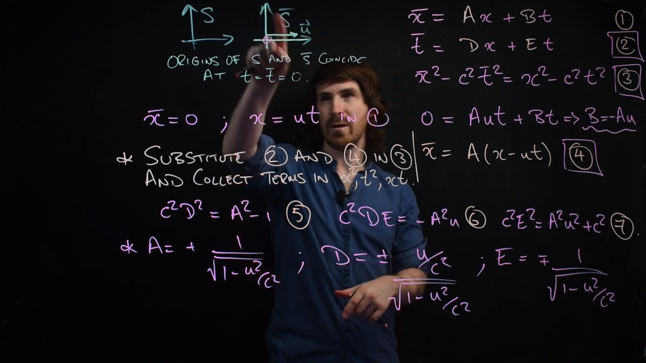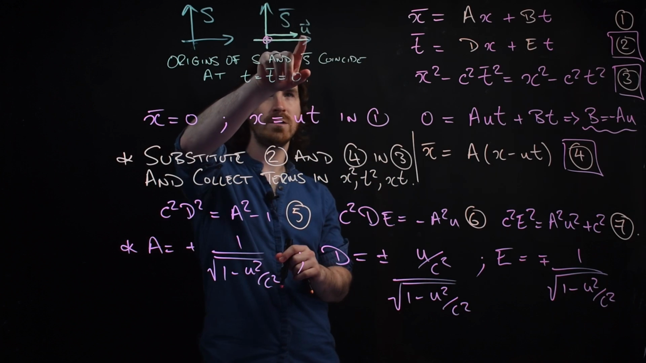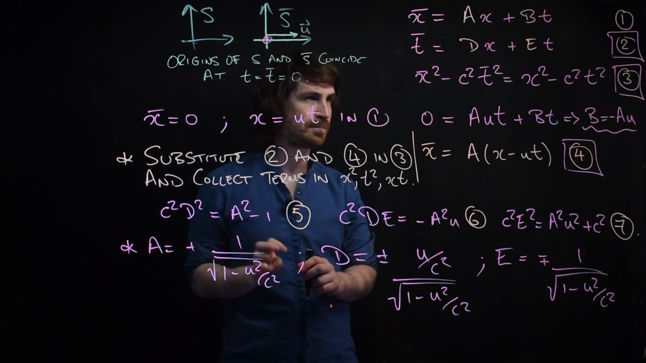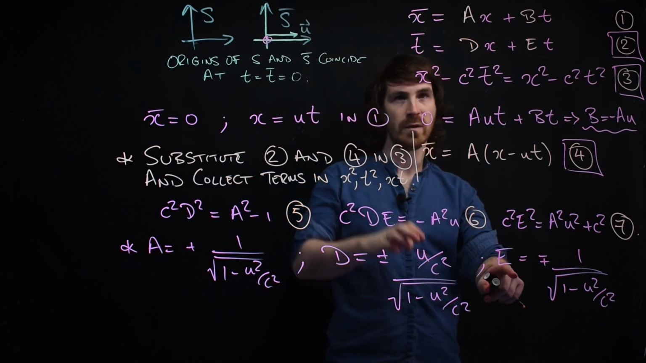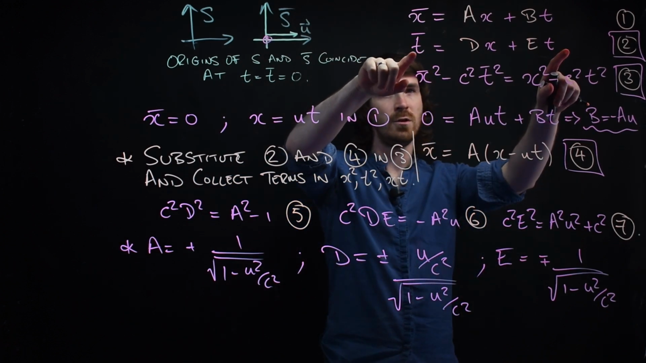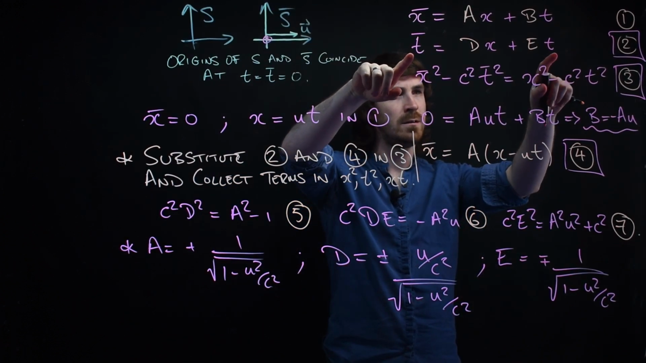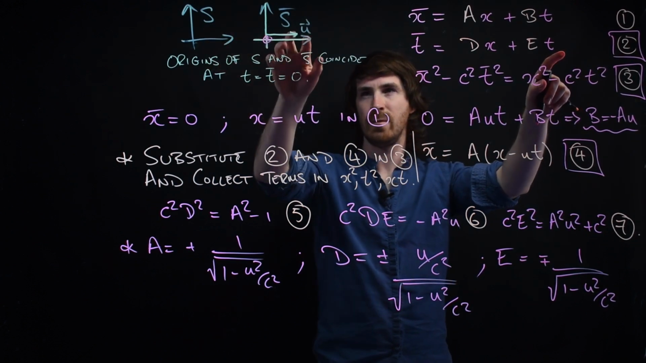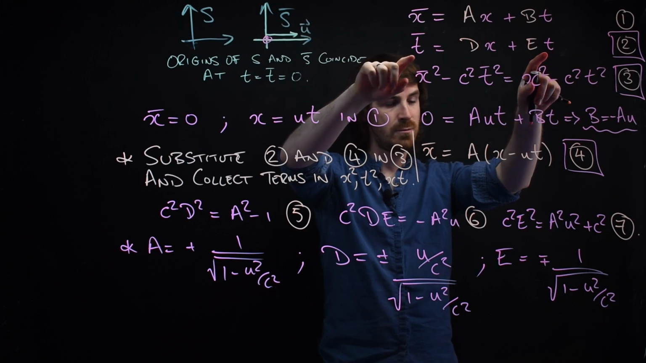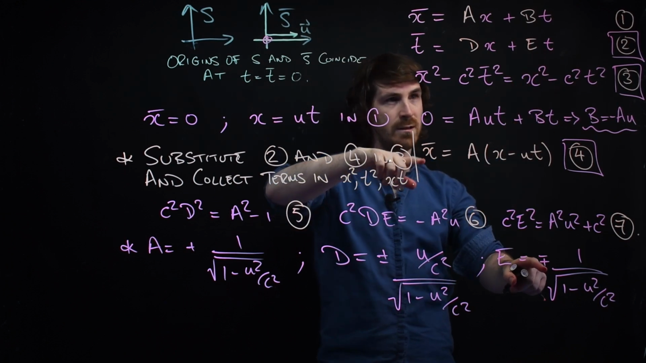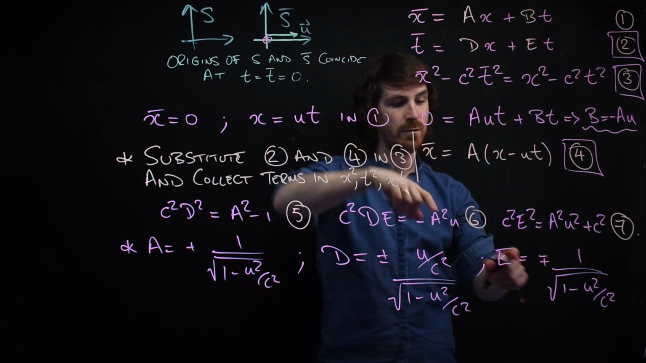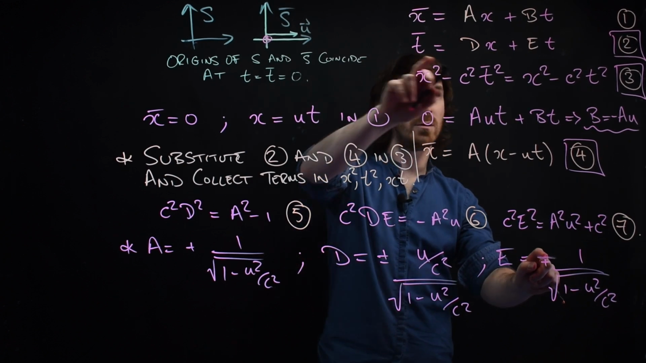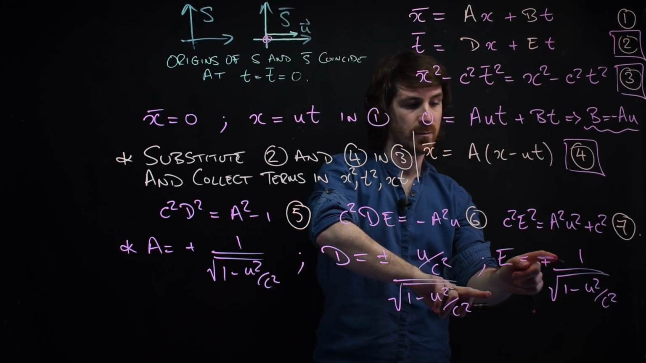So if we think about our two frames, if our velocity u goes to 0, then these two frames overlap. So if we look at equation 2, which involves t bar and t, then as the two frames overlap, as u goes to 0, this requires us to take the positive sign here for e. Okay, so the t bar equals t at the origin.